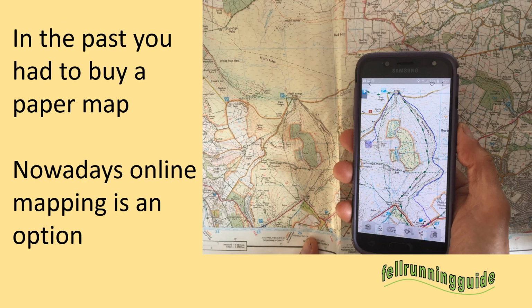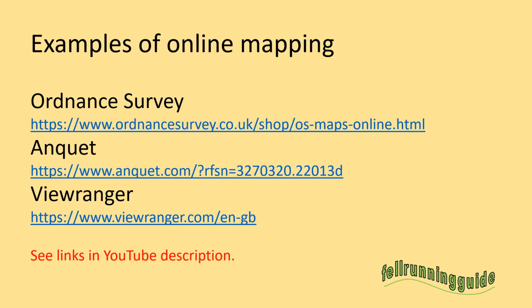Now in the past we had to go out and buy a paper map, that was our only option, but nowadays we've got the option of using online mapping. So some examples are Ordnance Survey, Anquet and ViewRanger. And with these you can pay for various levels, either just buying one map or having the whole of the country to download onto your phone. I'll put these links in the YouTube description on the video.